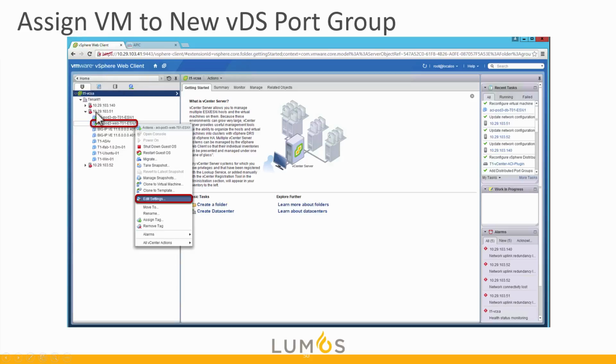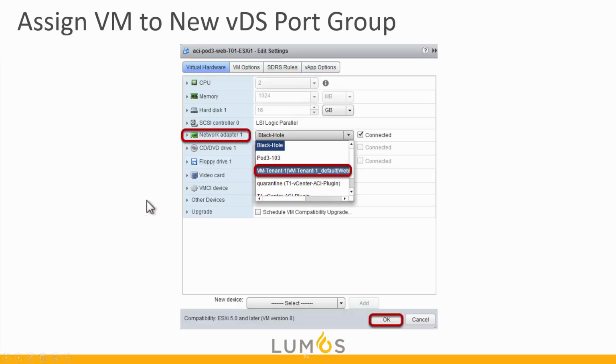we would go over to our hosts and VMs or just our virtual machines. We would choose the virtual machine, edit its settings. We'd go into the network adapter, choose the newly created tenant:/ANP:/EPG, or what we just see as a distributed virtual switch port group, and then we would choose OK.